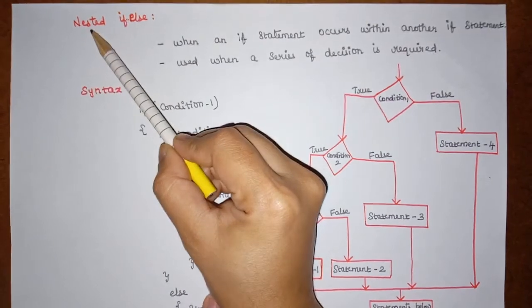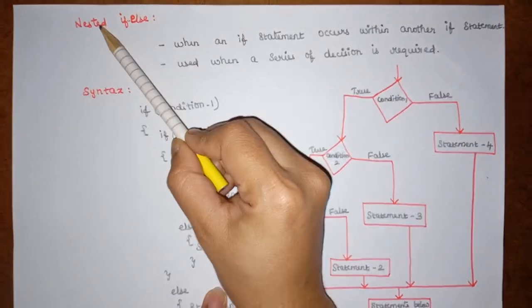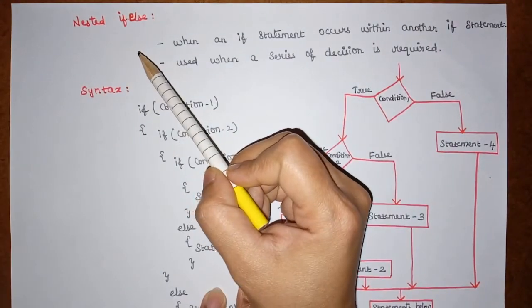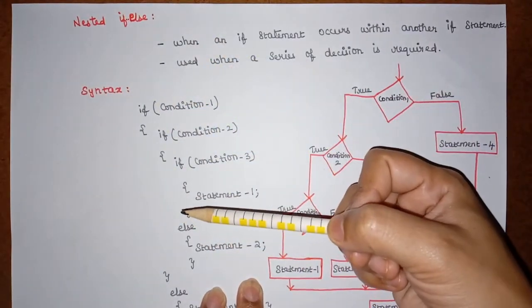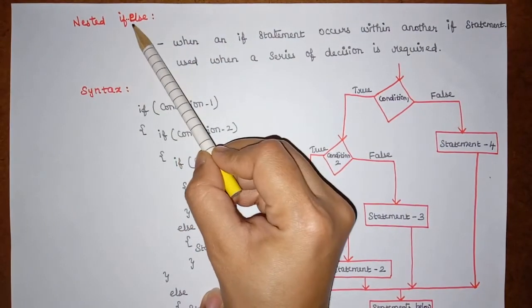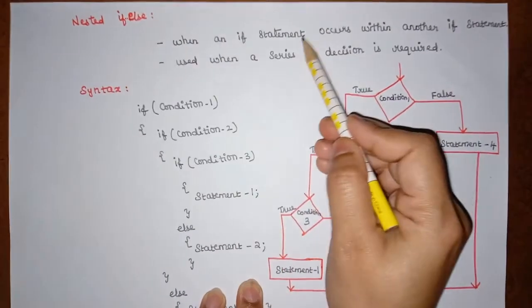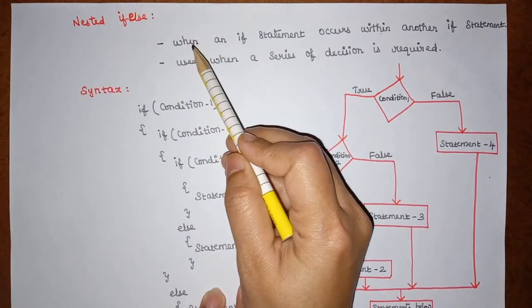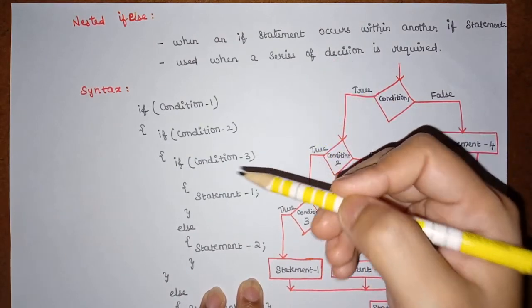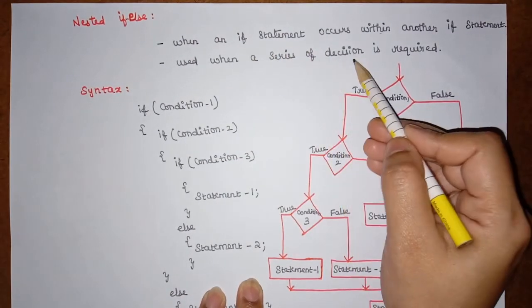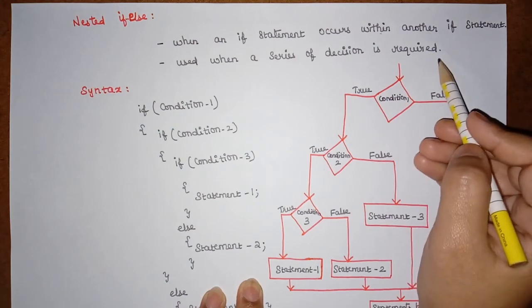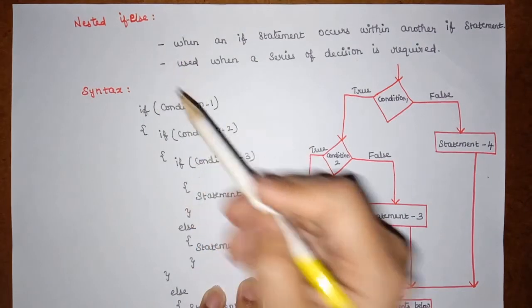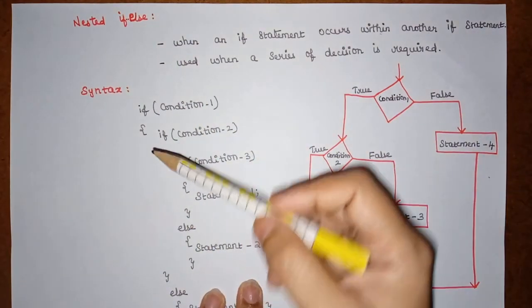Then the next one is the nested if else. We can say it is a nested if else when there is an if statement present inside another if statement. So when an if statement occurs within another if statement, it is a nested if. We use a nested if when we have a series of decisions to be taken, and at that time we can go for nested if else statements. And this is the syntax.